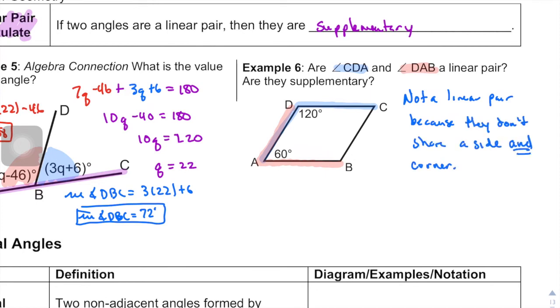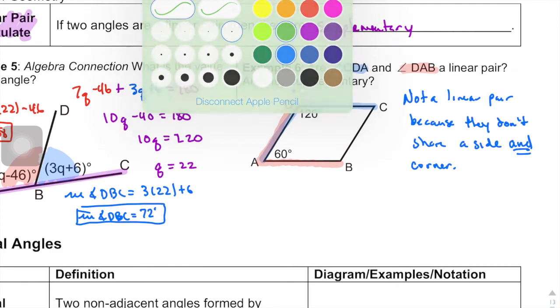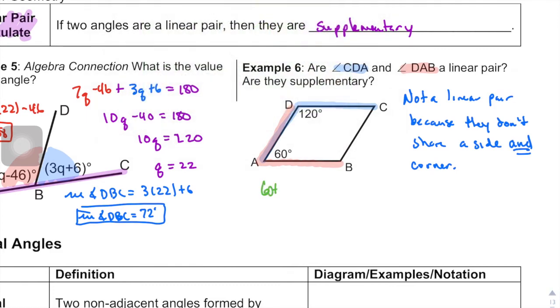Are they supplementary? Well, supplementary doesn't look for position. It just looks for, do the measures add up to 180? So I'm thinking, does 60 plus 120 equal 180? Yes. So the angles are supplementary.